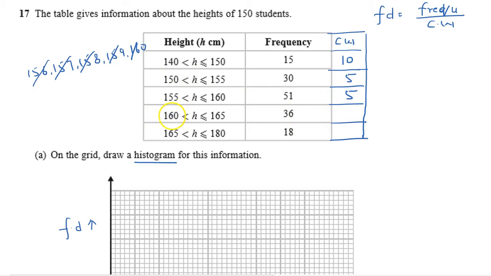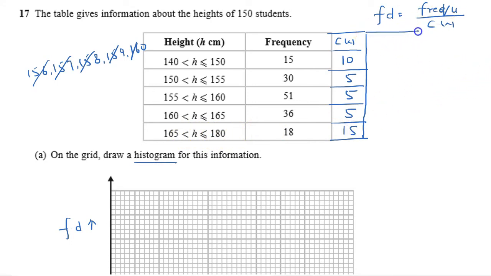160, we are not going to count 160, so 161, 162, 163, 164, 165, this is 5. And same for this one, 165 not inclusive and 180 inclusive, so it will be 15.